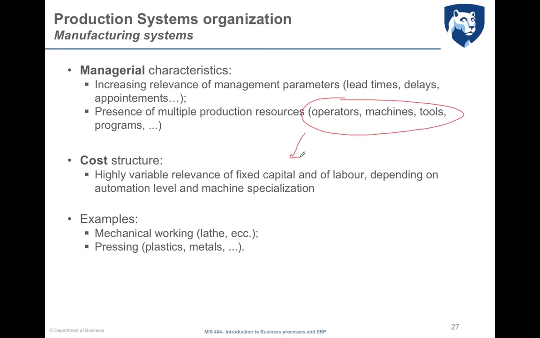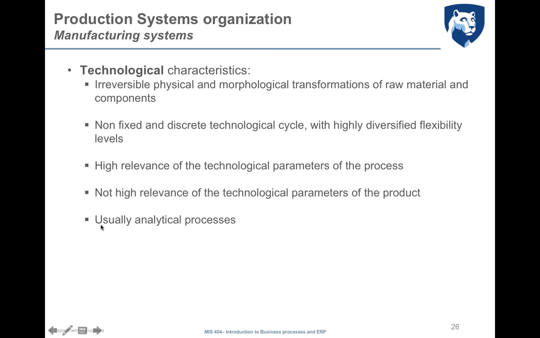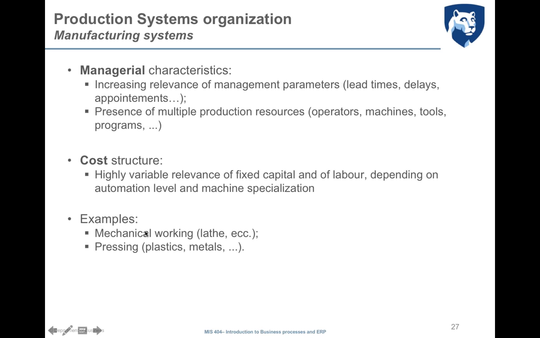is the predominant cost item of this part of production, and it is in the manufacturing system where most of the production fixed costs are determined, meaning depreciation and amortization. Examples of manufacturing activities again are mechanical working like lathe, pressing, plastic, and metals.